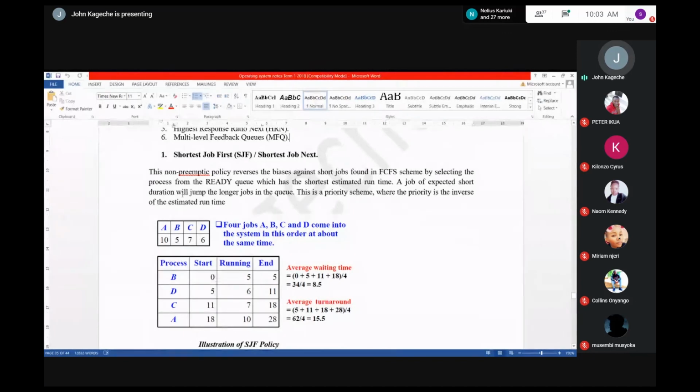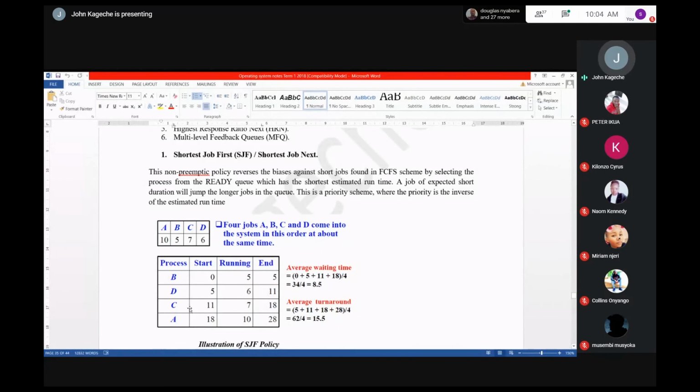For example, you have process A, B, C, D. Then, based on short jobs, you have to organize your processes based on the short jobs. The starting time for the short job will be 0 because it will start immediately. Run for 5 minutes, end at 5. And then process D, which goes for 6 minutes, running time is 6 minutes, will run after 5 minutes. So cumulatively it will end up taking 11 minutes to complete because it is 5 plus 6.